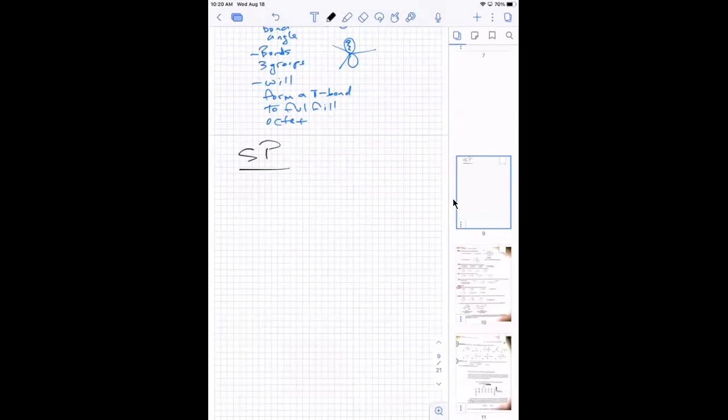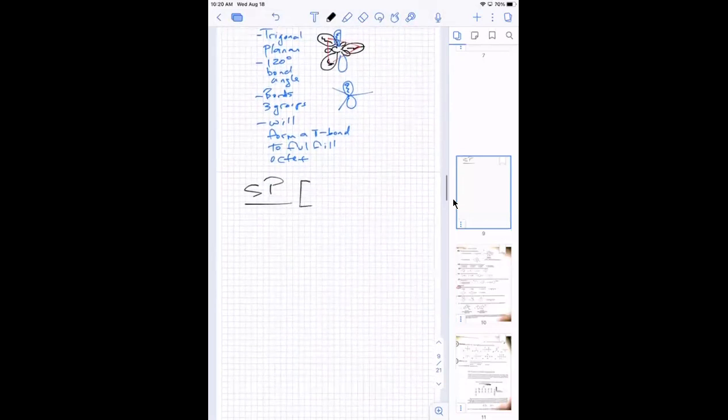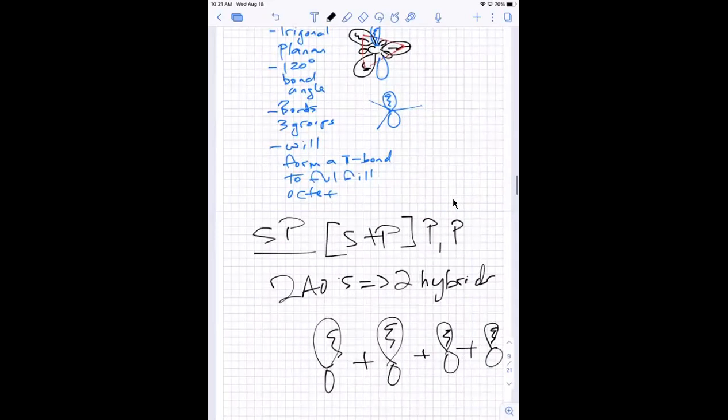What do you think? 1 p, 1 s. Very good. So s plus p, and then how many unhybridized p orbitals? 2. Two unhybridized p orbitals. Great. So you're going to have two atomic orbitals that give you two hybrids. So you're going to have a hybrid here, a hybrid here, plus p plus p. Any questions about that? Yes. Go ahead.